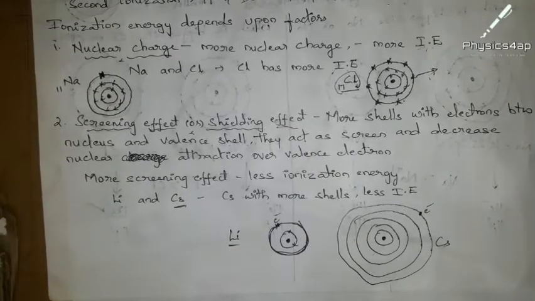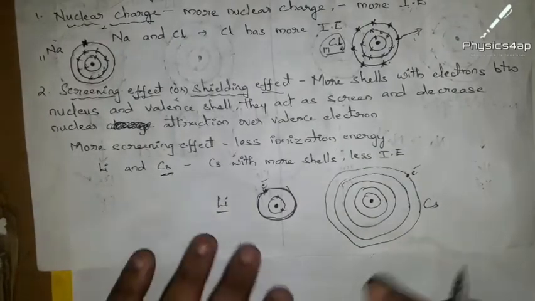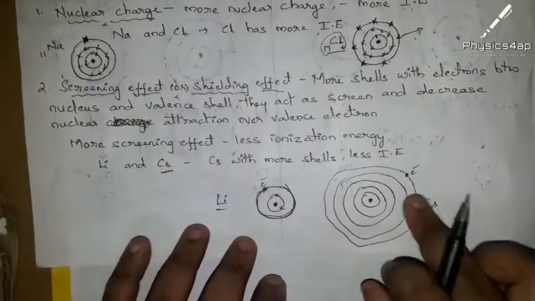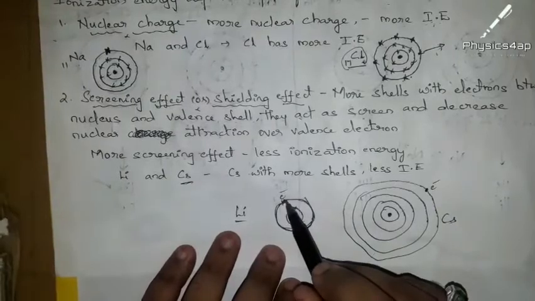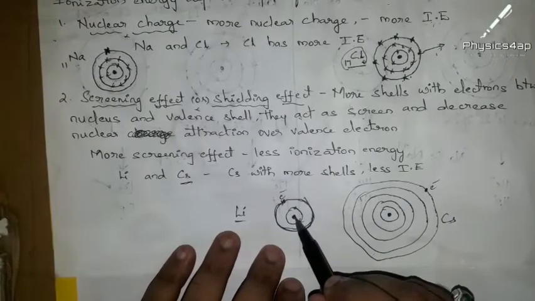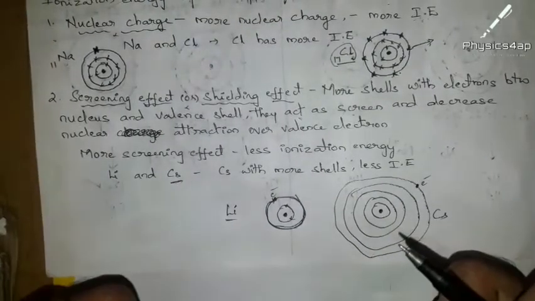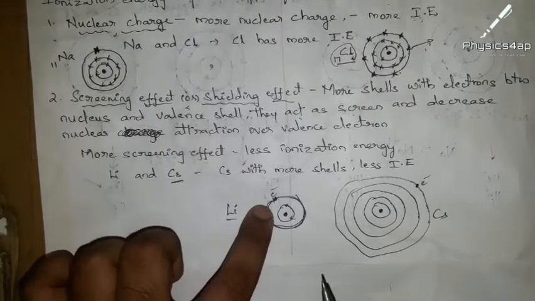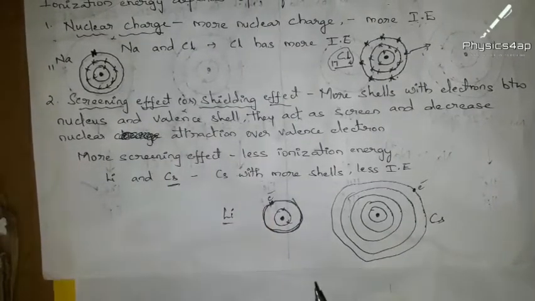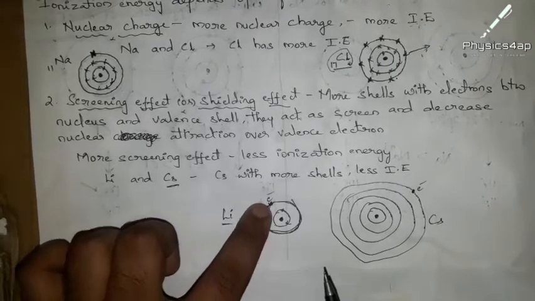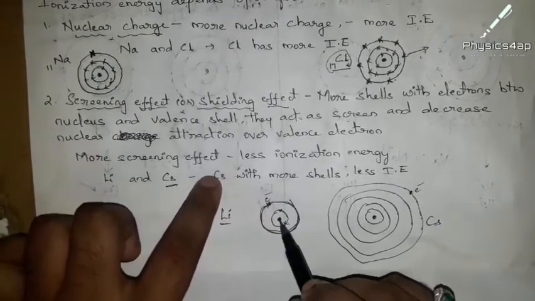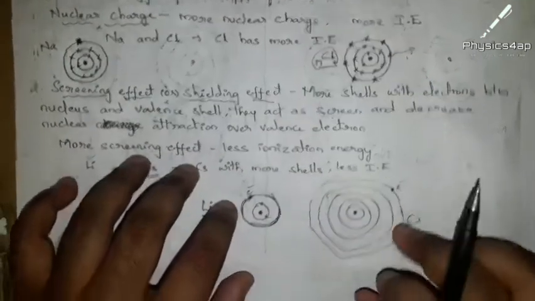See, in lithium the electron is strongly bound to the nucleus, that is, there is a strong nuclear attraction. To remove an electron is possible but very difficult. That means we need more ionization energy to remove an electron, because the nucleus is attracting it. Now, in cesium, the nucleus and the electron are far away. As the distance increases, the attraction decreases.